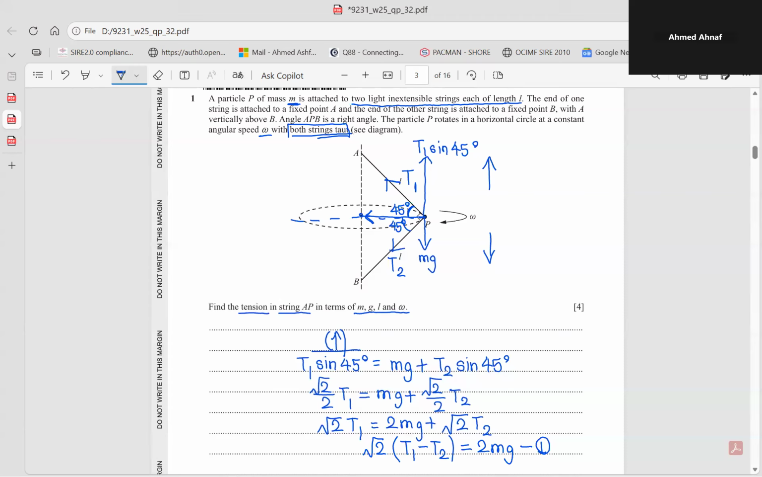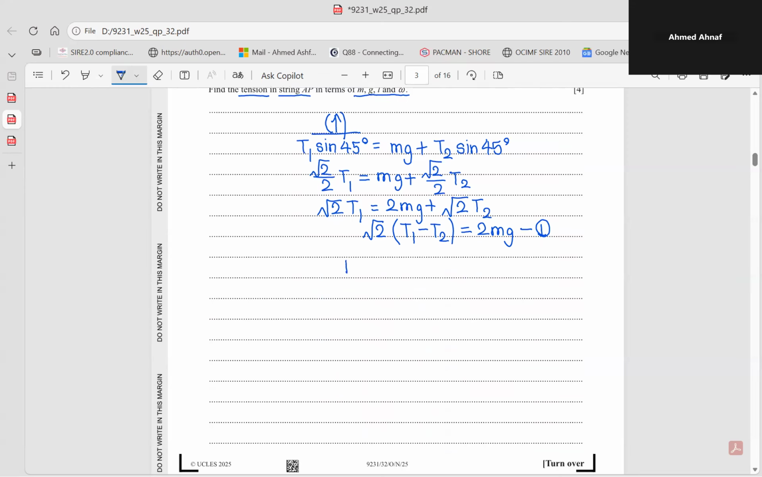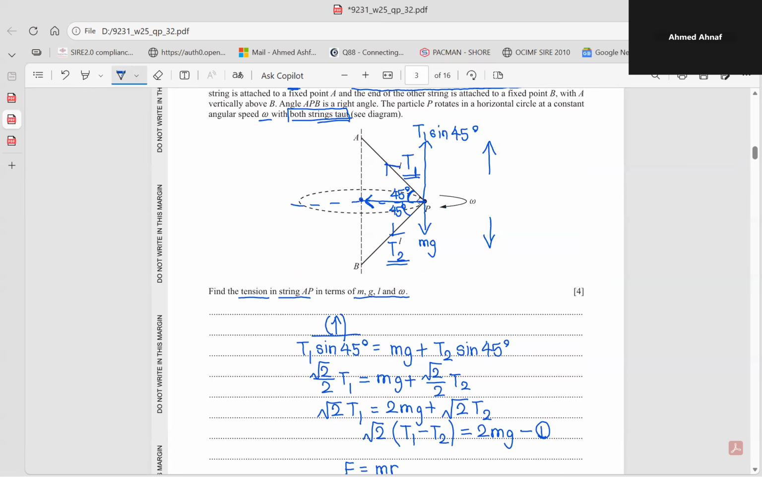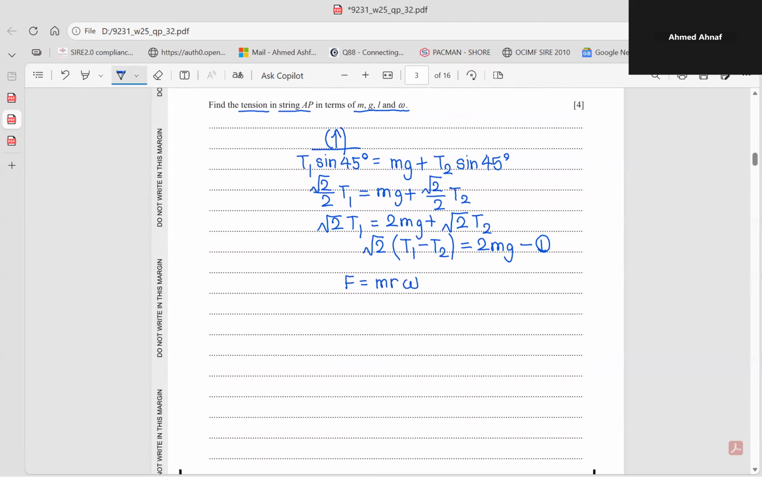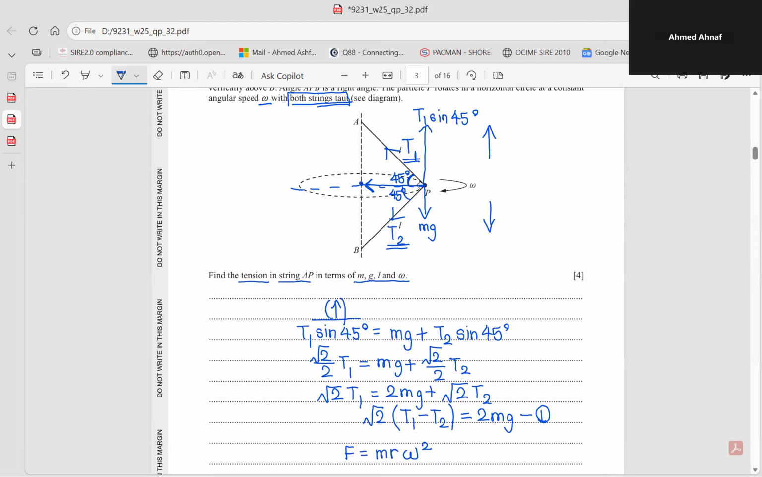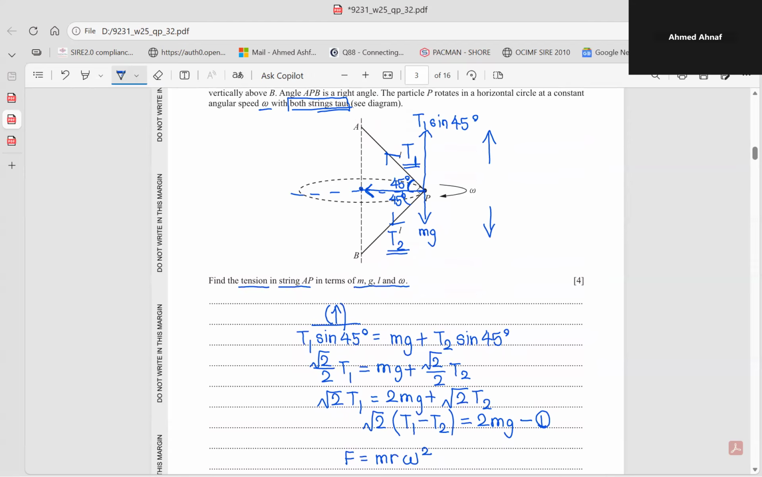So in our case, the centripetal force consists of the horizontal component of T1 as well as the horizontal component of T2. Okay, so we're going to use F, where F is the centripetal force. F equals m R omega squared, where R is the radius of the circle. F, as I mentioned, is just the horizontal component of the two tensions combined.